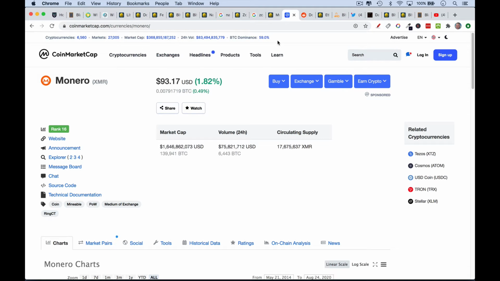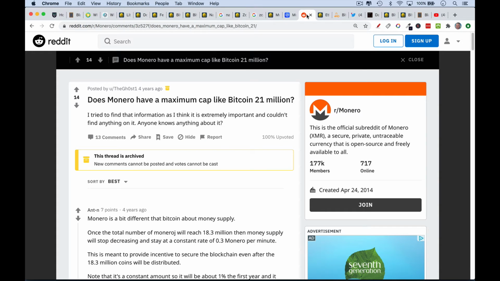So the next thing I would check, because I'm a hard money guy, I'm interested in coins that have a fixed supply, is whether there's a maximum cap. And with Monero, it looks like there's not. Once it reaches 18.3 million Monero coins, the money supply will not stay fixed. The miners will still be issuing more Monero, just 0.3 Monero per minute. And so this does not have a fixed max supply of coins, and it's not as scarce. For me, it's not as interesting as something like Bitcoin, which we know has only 21 million coins.